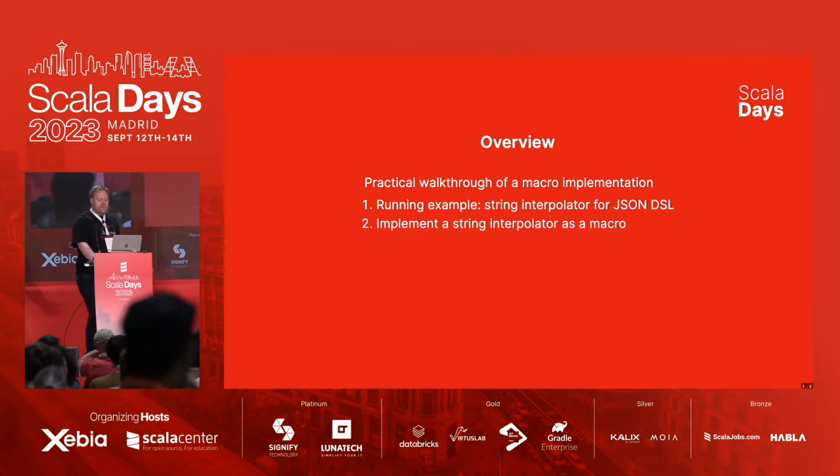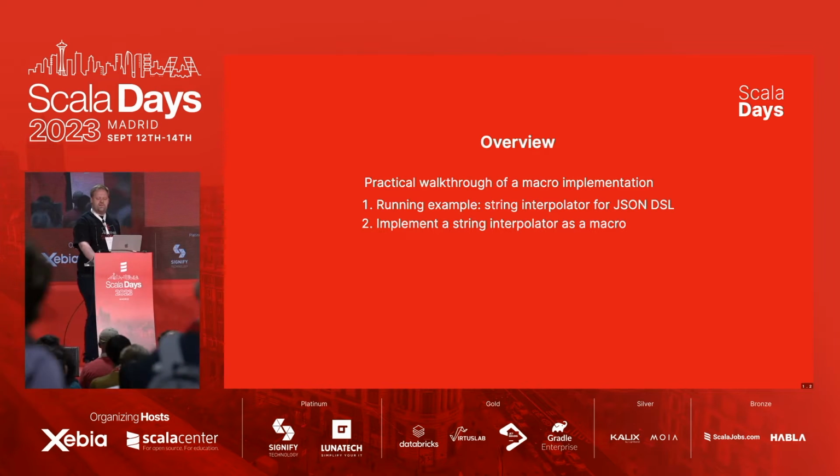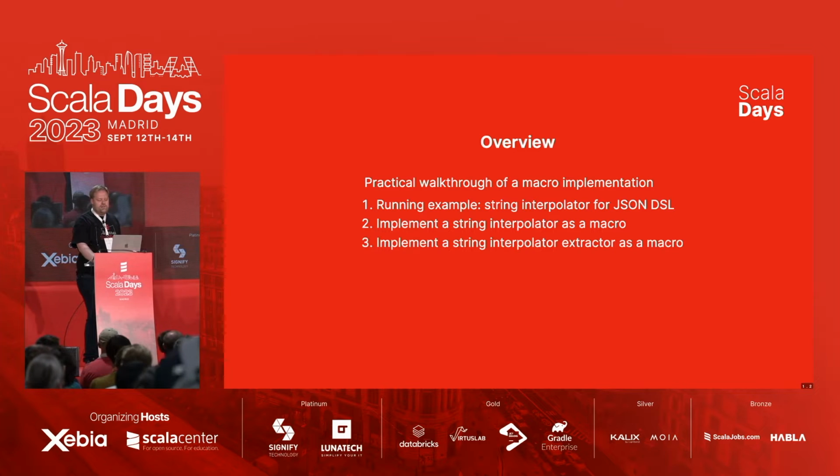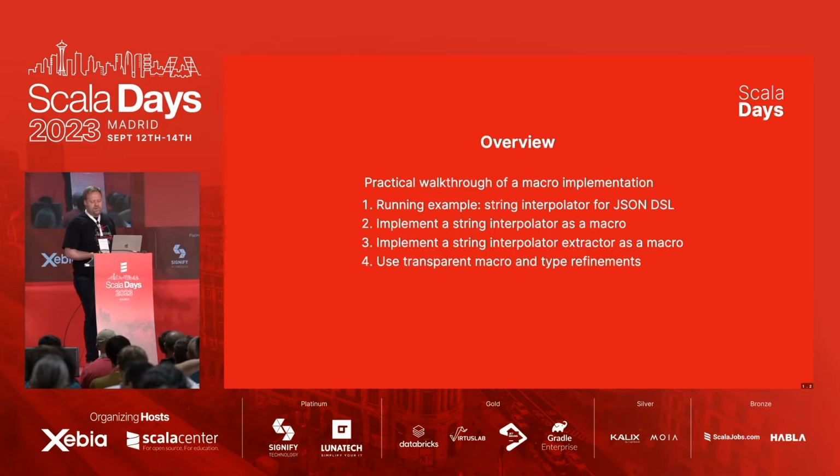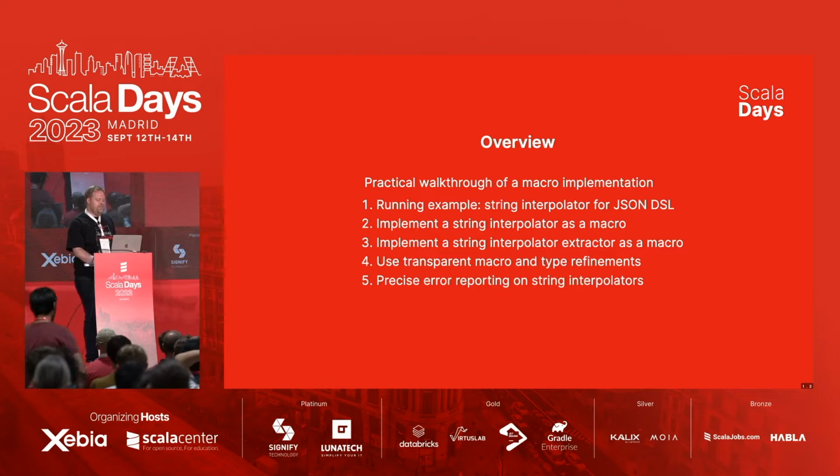We're going to implement a string interpolator as a macro first. Then we're going to implement a string interpolator extractor as a macro to support pattern matching. Then we're going to use transparent macro and refinement types to improve the capabilities of the macro. And finally, we're just going to see a bit on how we can do precise error reporting using string interpolator and macros.